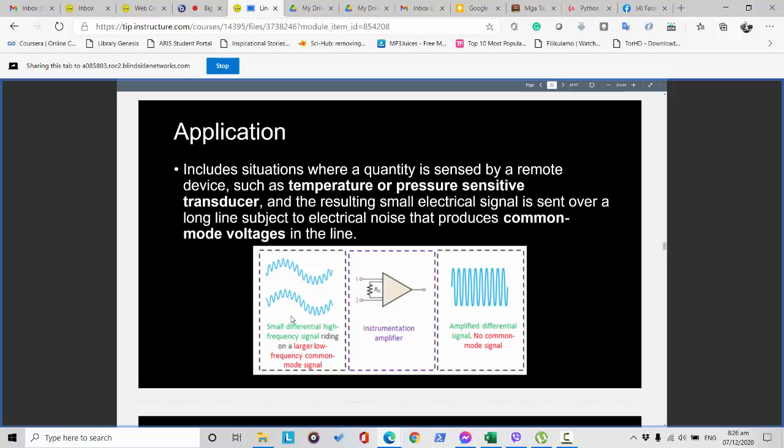For example, we have a small differential high frequency signal riding on a larger low frequency common mode signal. So this will reduce the noise here, and this will now be the output of this small differential high frequency signal. So it makes the signal better. This is what we now call the amplified differential signal, wherein there is no common mode signal. Okay?